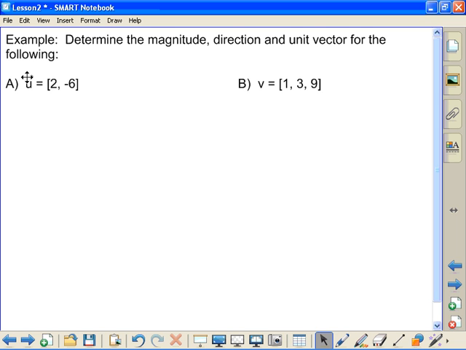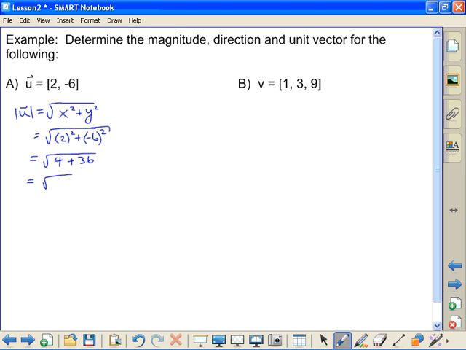So determine the magnitude. So first of all, the magnitude of u is always equal to the square root of the x component squared plus the y component squared. So that means I would have 2 squared plus, and yes, you need to use brackets. Okay, and I'm going to show all the steps on this first one. 4 plus 36. I expect people to do that without a calculator with little difficulty. So root 40 units.